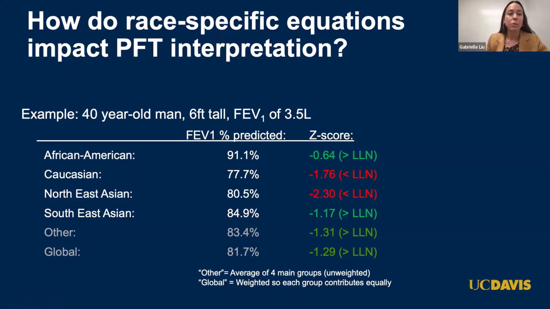And just as reference here, I also put how that lung function would be considered using some of our race-neutral equations like the GLI other, which is a predicted lung function based on the average of participants from the 4 main groups, so an unweighted average, versus the newer GLI global, which is a weighted average so that each group contributed equally. And so, if we consider an FEV1 of 3.5 liters normal for an African American man, but abnormal for a Caucasian man, this really begs the question of whether we are just normalizing lower lung function, or are we normalizing worse lung health in African American populations and other non-white populations?